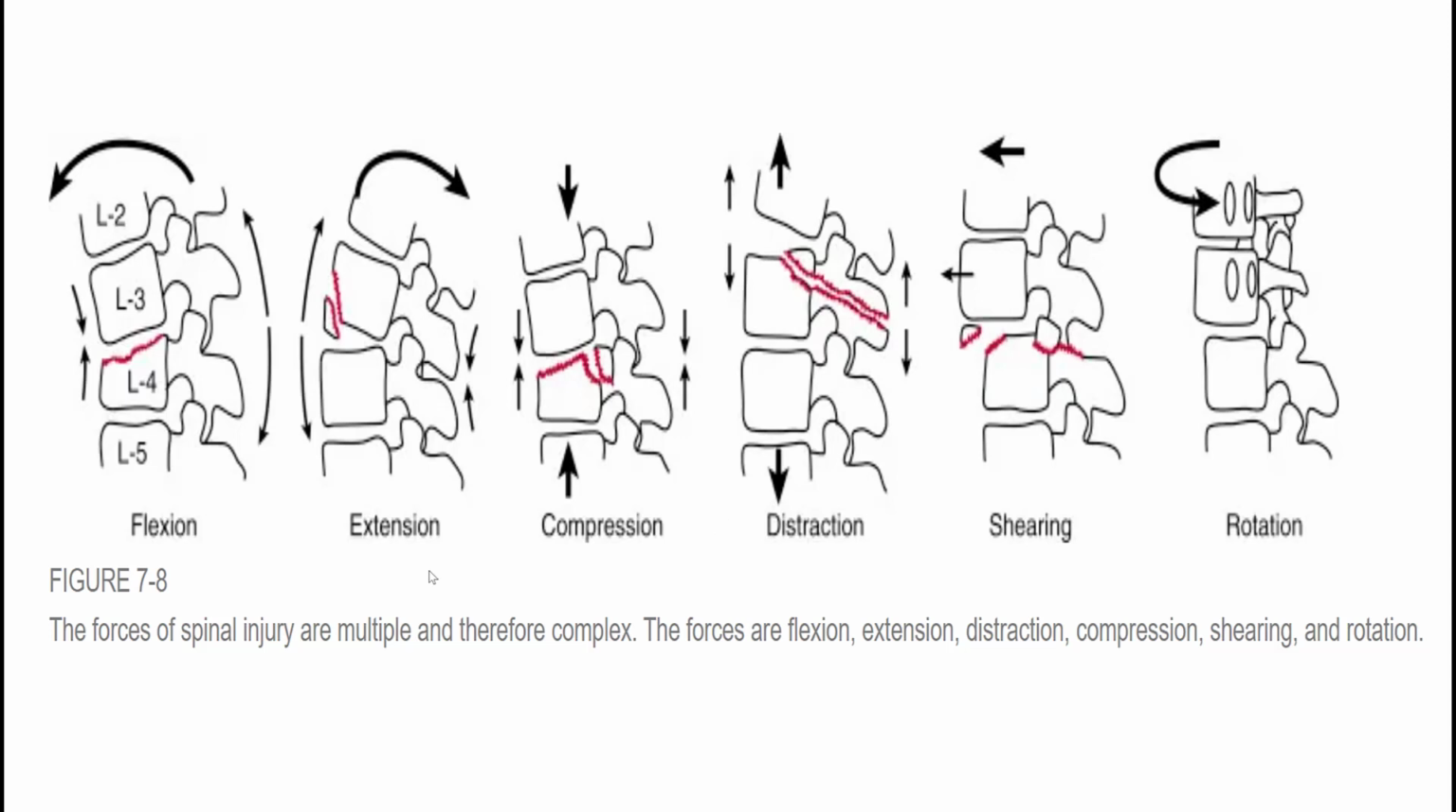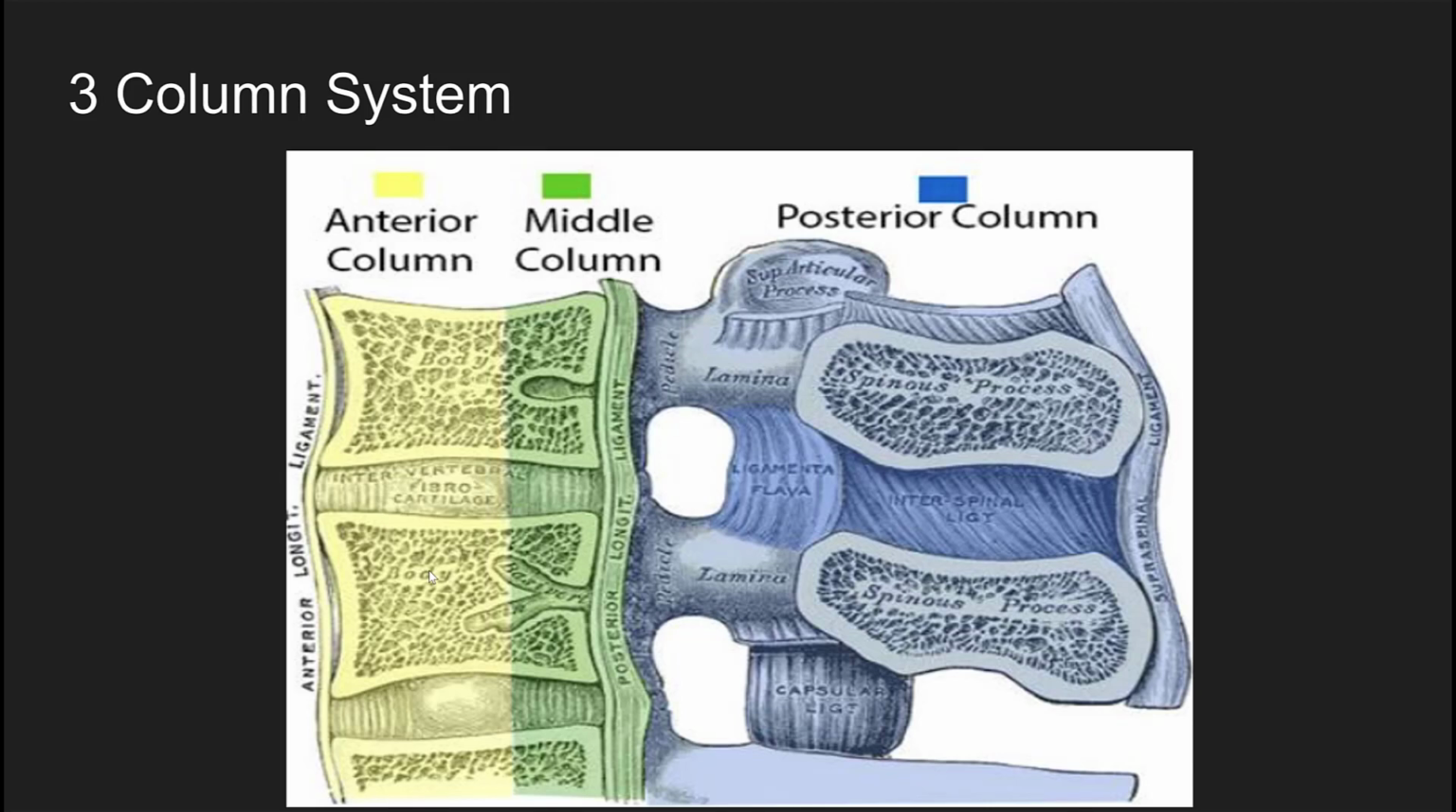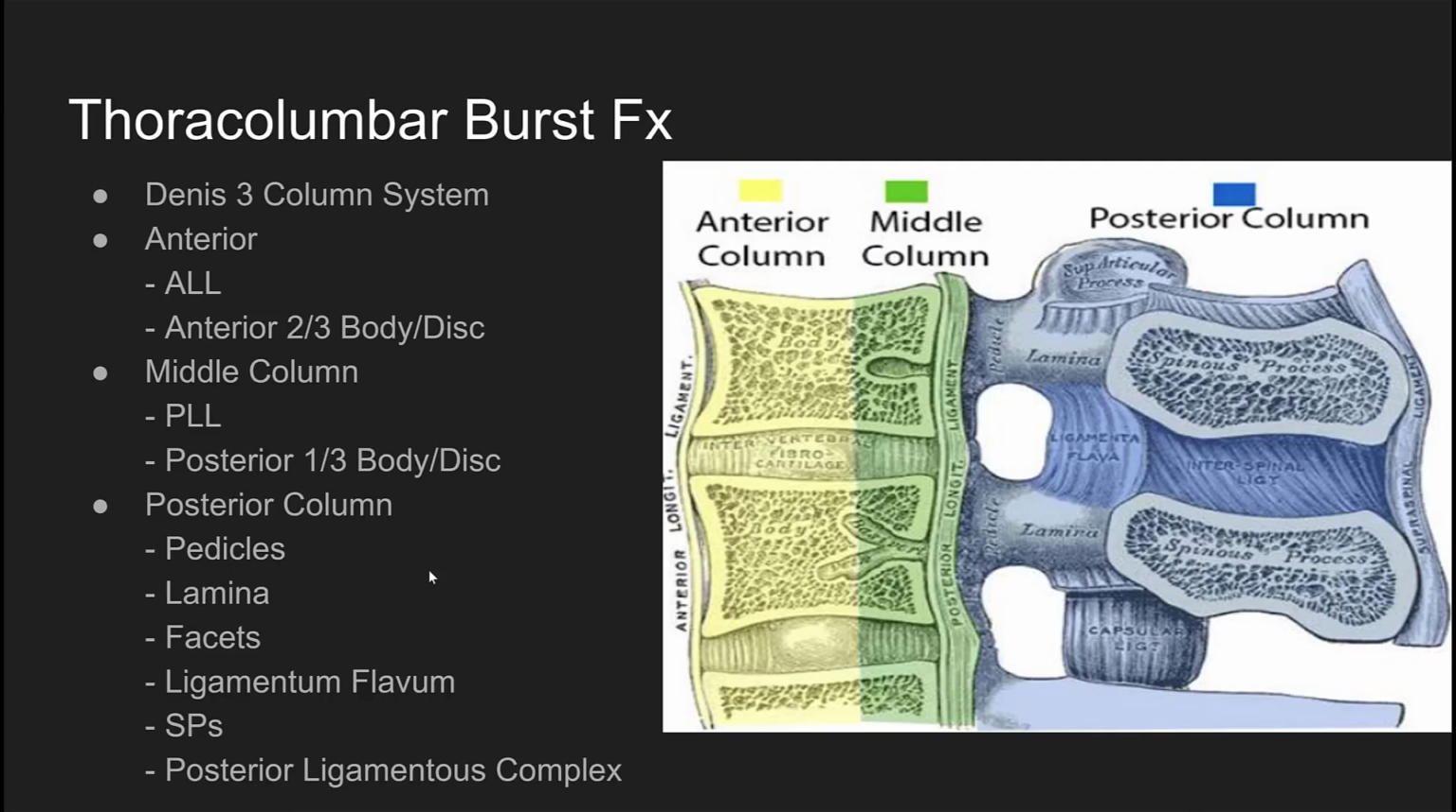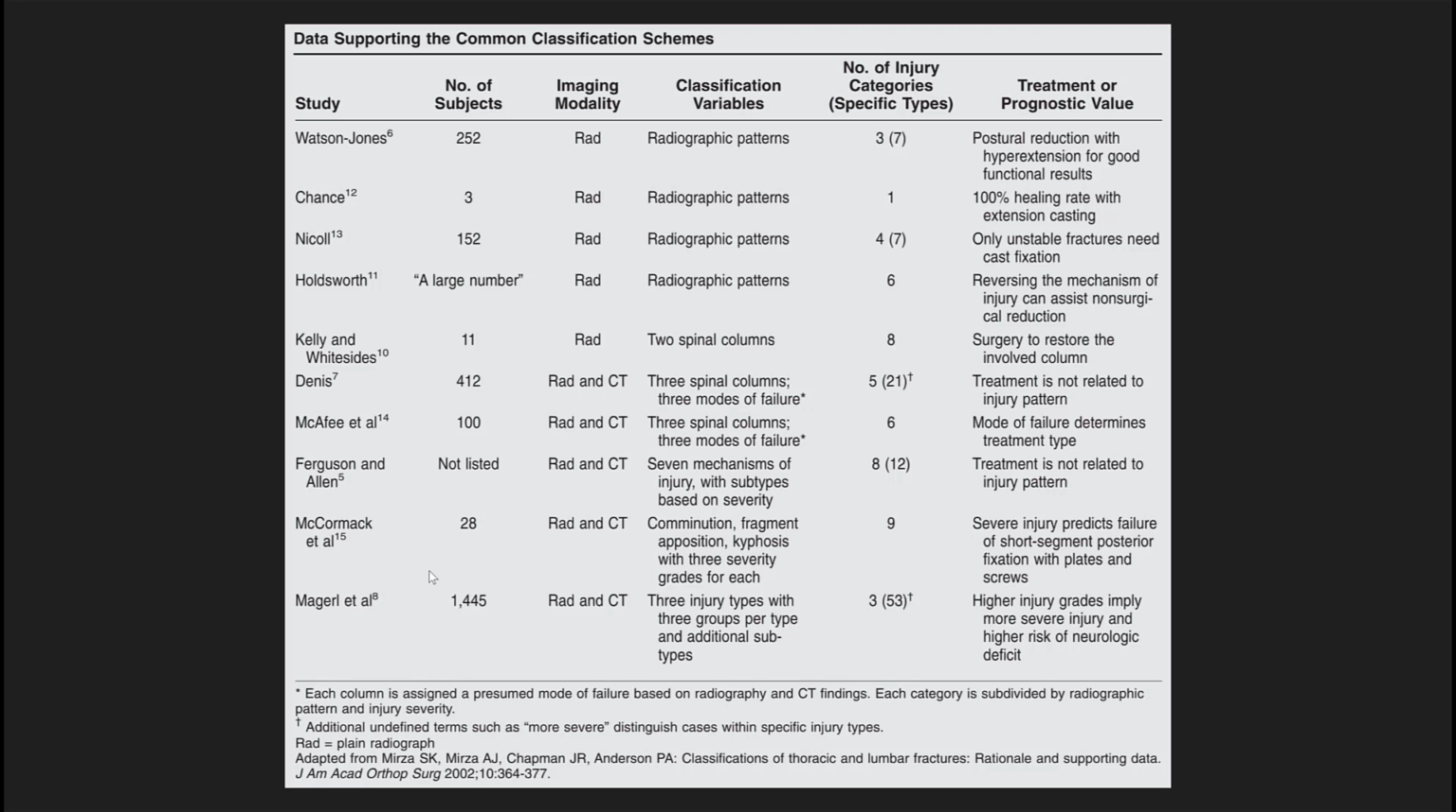So this is a great picture I found. It's a 3-column system originally described by Denis. Actually, I think he modified it. I think there was the 2-column system, and then he modified it into the 3-column system. I think you have it somewhere here. Yeah, a little bit further back we talk about it. What was it? Watson Jones. Watson Jones originally described the 2-column. That's correct, yep.